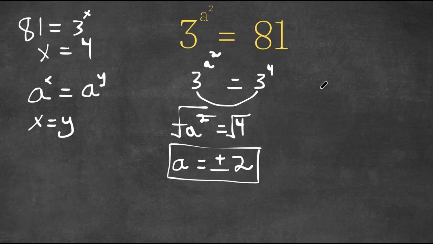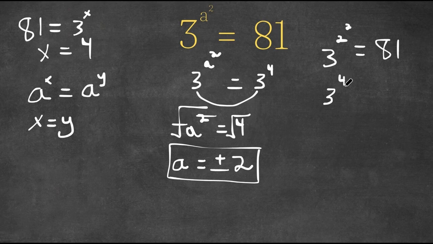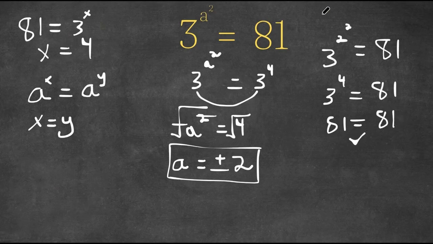Now I'm going to plug this in and check if it's right. So we have 3 to the power of 2 squared is equal to 81. 2 squared is 4, so we have 3 to the power of 4 is equal to 81. And 3 to the power of 4 is indeed 81. So we have 81 is equal to 81, and this is right. And the same thing for negative 2 squared. Taking the power of an even number on a negative number will change it to positive, so this would be the same result.